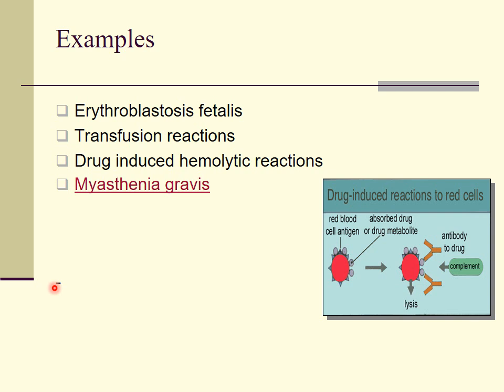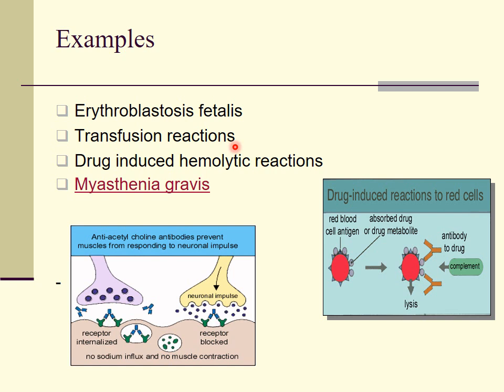These are the examples of type 2 hypersensitivity that are mediated by the antibodies. The first two, erythroblastosis fetalis and transfusion reactions, you will do in detail after the blood grouping lectures. In both scenarios, antibodies destroy or lyse RBCs. In erythroblastosis fetalis, maternal antibodies cross the placenta and lyse fetal antigen-bearing RBCs, while in a mismatched transfusion reaction, an antigen-antibody reaction causes hemolysis of RBCs. In drug-induced hemolytic reactions, the drug, which is the extrinsic antigen, elicits the antibody reaction through the complement system and causes lysis of the RBCs.